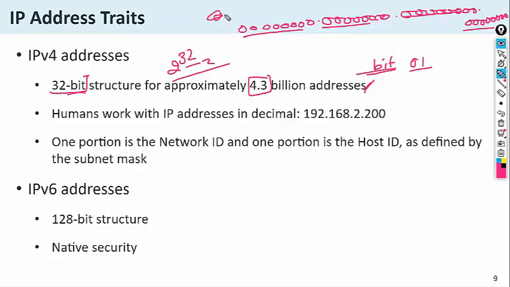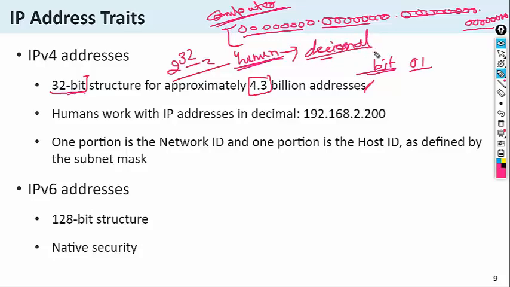used by the computer. But this IP address cannot be read by a human. Humans cannot remember it, and these IP addresses are not human friendly. So the human-friendly notation is the decimal value. Decimal notation. So what is the decimal notation? Decimal notation means a value, some value, some value, some value.